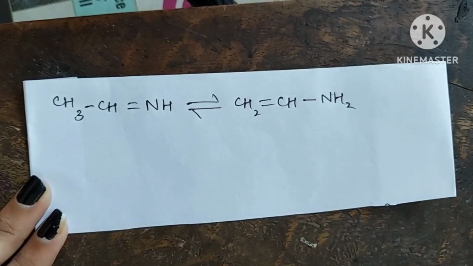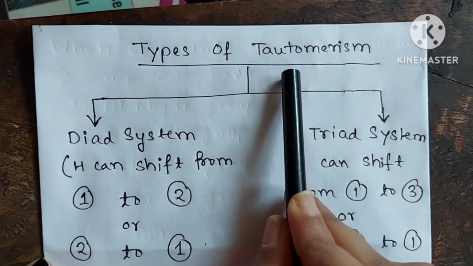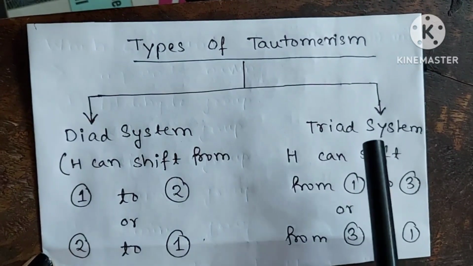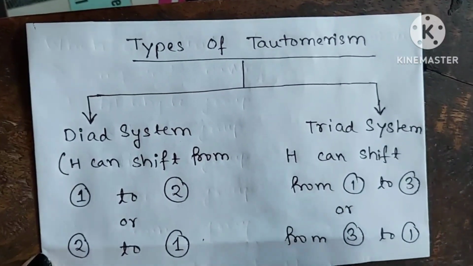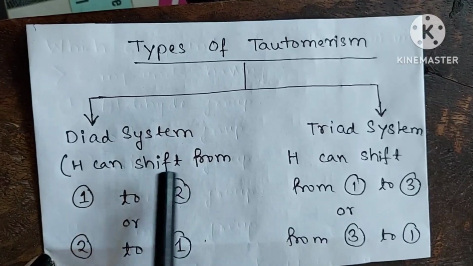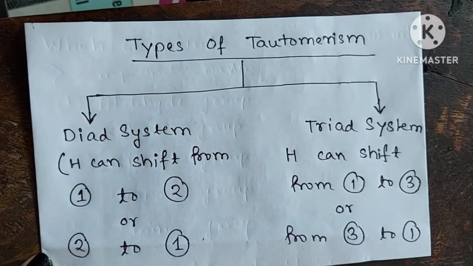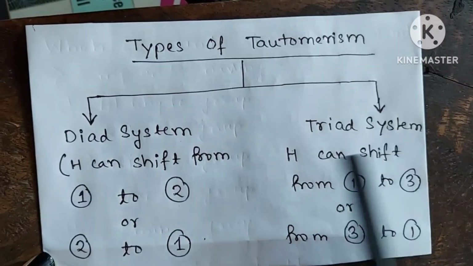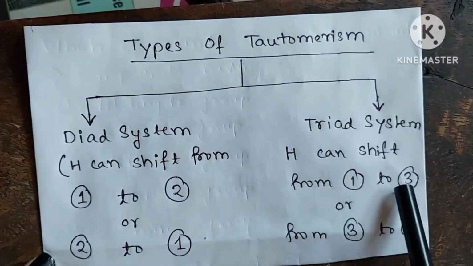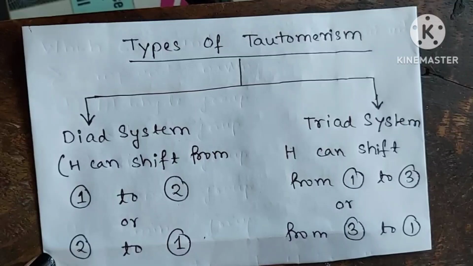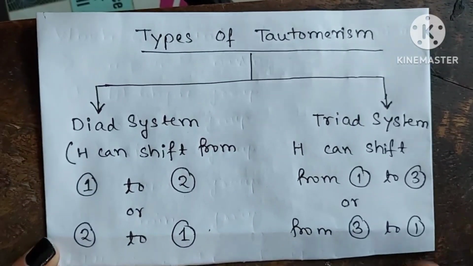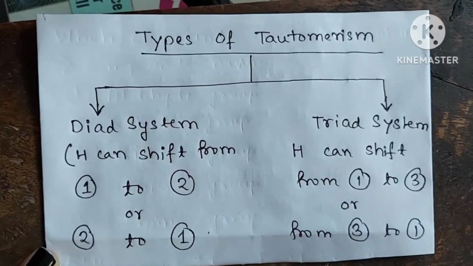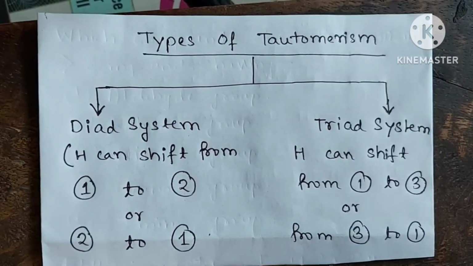Now types of tautomerism. There are two types of tautomerism. First one is the dyad system and the second one is the triad system. In dyad system, hydrogen can shift from 1 to 2 or from 2 to 1. And in triad system, hydrogen can shift from 1 to 3 or from 3 to 1. If we see the examples, we can understand what is 1 and 2 or what is 1 and 3. So let's see the examples.